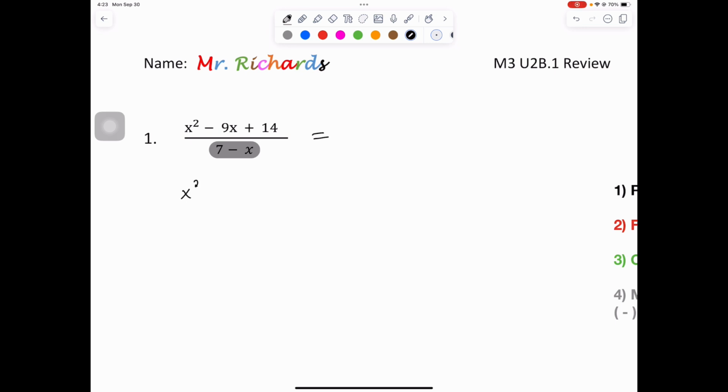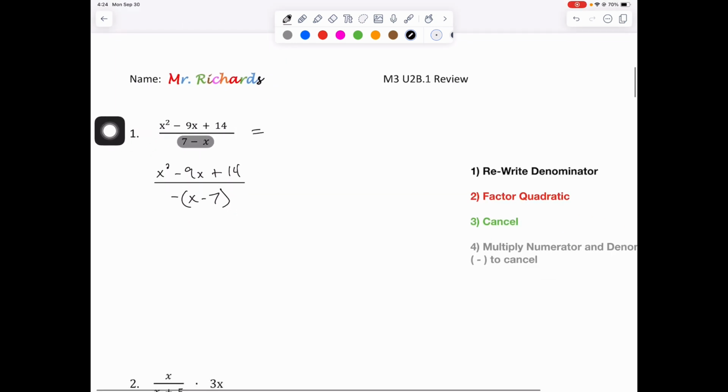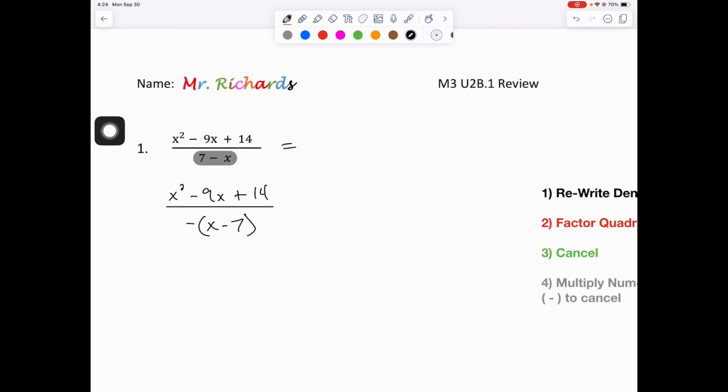All right, so this is going to equal x squared minus 9x plus 14. And yes, we will set that over, not 7 minus x. But what we will do, we will throw a negative, and then we will set it over x minus 7. And the reason this works, take a look. Negative 1 times x would give us our negative x, and negative 1 times negative 7 would give us our positive 7. All right, step 2 simply says to factor the quadratic.